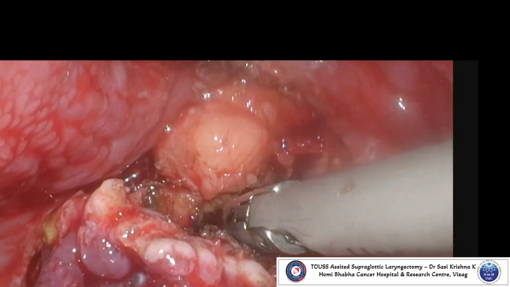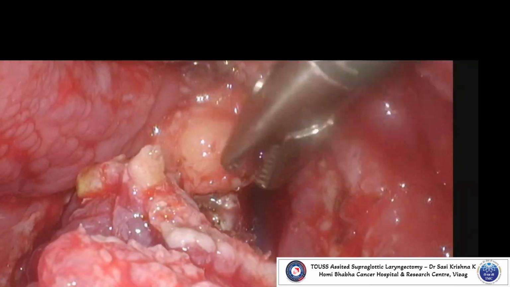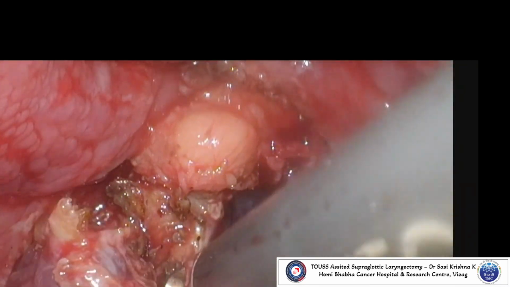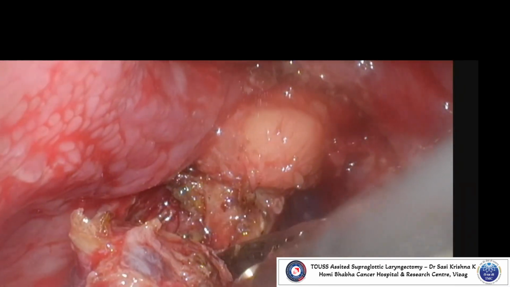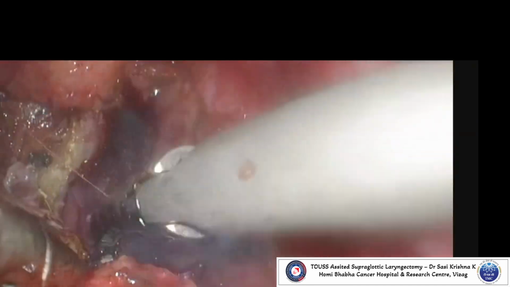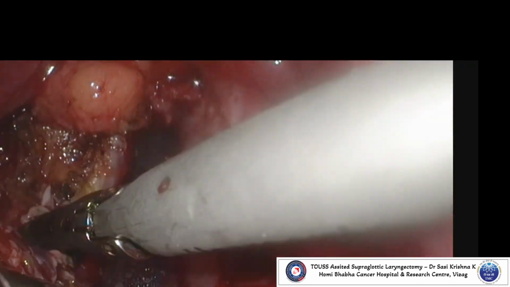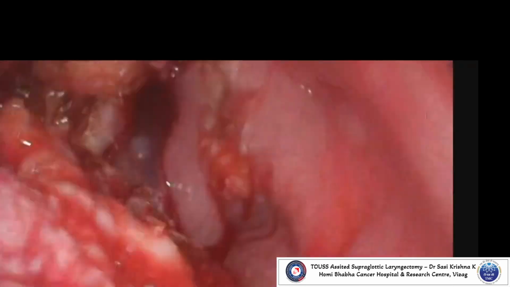This is a type 2B endoscopic supraglottic laryngectomy without resection of preepiglottic space as per European Laryngology Society classification for supraglottic resections. Patient selection is very important in choosing a supraglottic tumor for TOUSS surgery. Patient-related factors like laryngoscore and various tumor-related factors have to be taken into account.